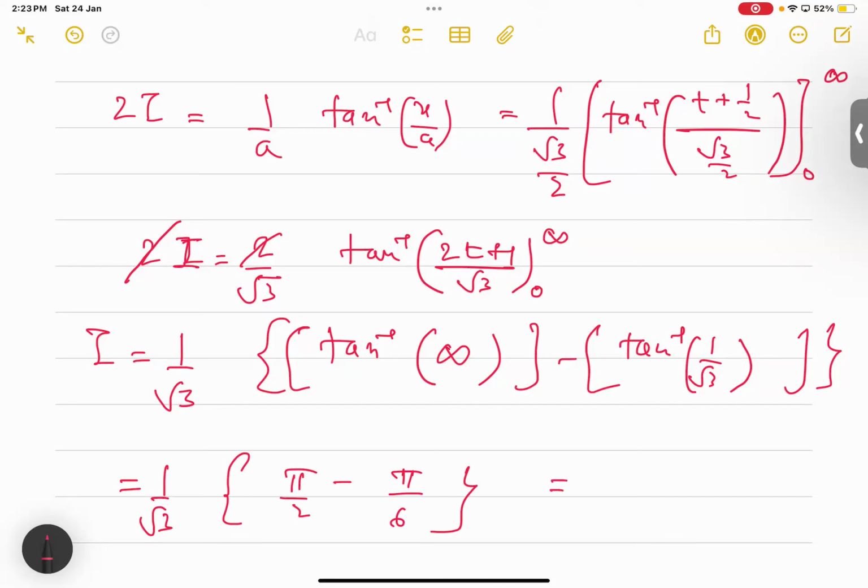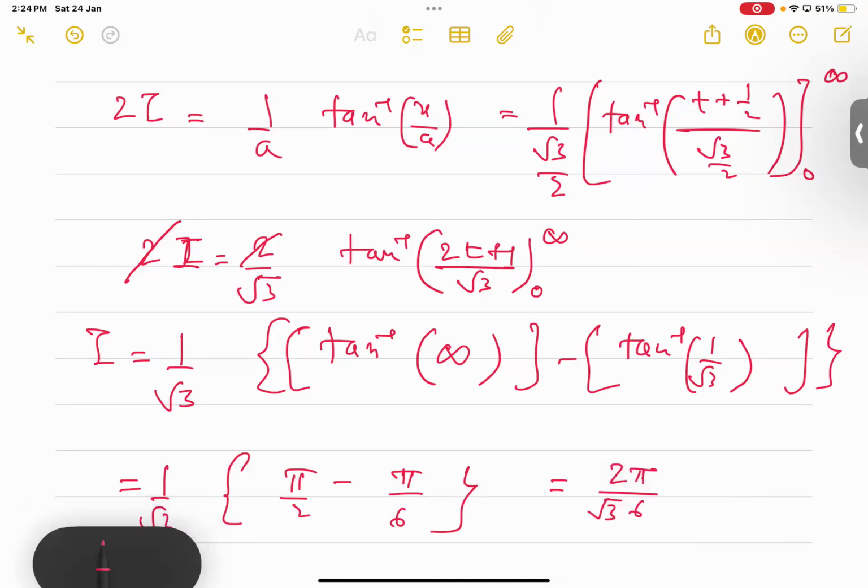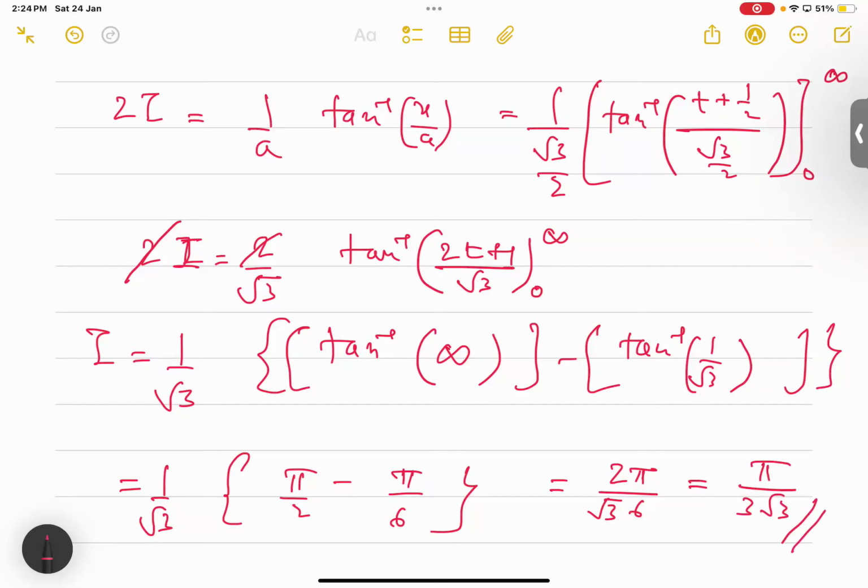So take LCM. 3 pi by 6 minus pi by 6, that is 2 pi by 6. Not a problem. Sorry. And root 3. So the answer is pi by 3 root 3.